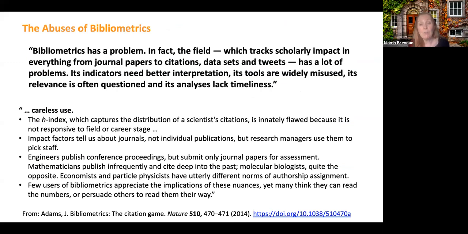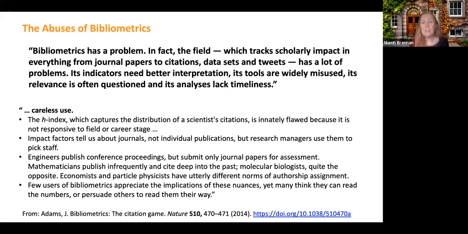Its relevance is often questioned, and its analyses lack timeliness. So there's often a time lag. They're based on publications that were published at least 18 months ago and probably a lot further back, so they're not really up to date. He talked about the careless use of bibliometrics. That's something we're not going to be guilty of. We're going to use bibliometrics with care.